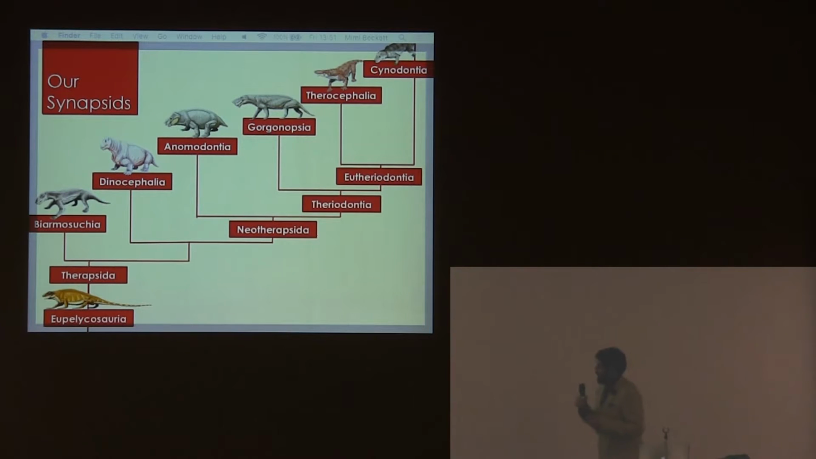And these are our main synapsid clades that are represented in this study. So we do have a couple of eupelycosaurs down here.